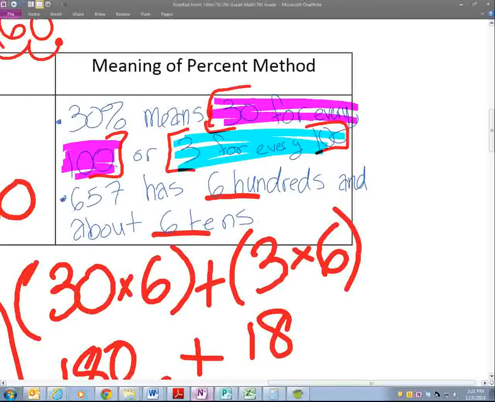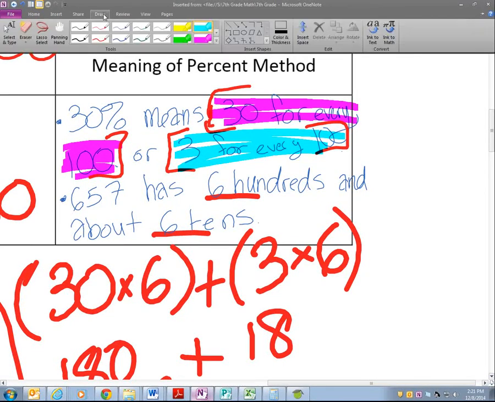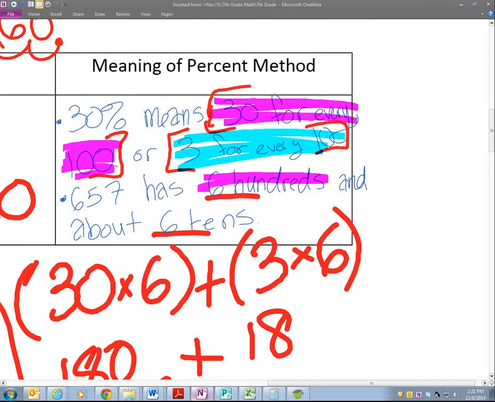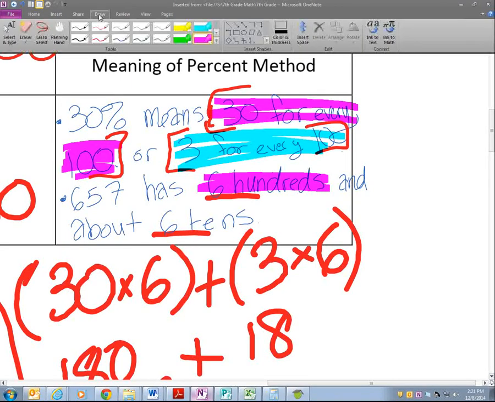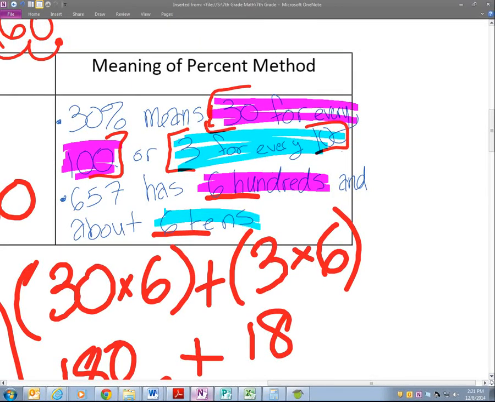Now, 657 has 6 hundreds. I'm going to highlight that with the same color I did before. Then we have about 6 tens. So as it says in the magenta, there are 30 for every 100. How many hundreds are there? 6. So we did 6 hundreds because there are 30 for every 100.